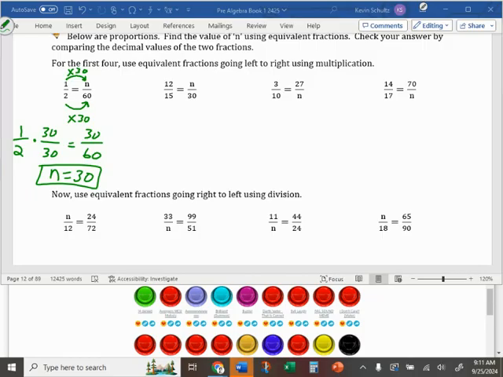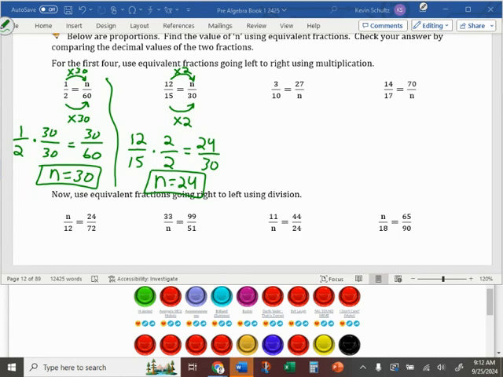The next one, 12/15 equals n over 30. What's my scale factor to get from 15 over to 30? 2. I have to double it, right? So what do I have to do to my 12 to solve for n? Multiply by 2. I double it, okay? Same thing like we did on the front side, right? Or first page, whatever. We have 12/15, and we multiply that by 2 over 2. That's going to give us 24 over 30. So n equals 24.